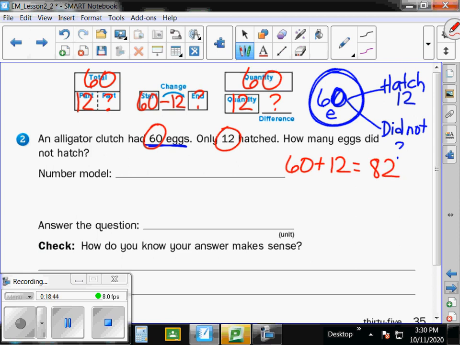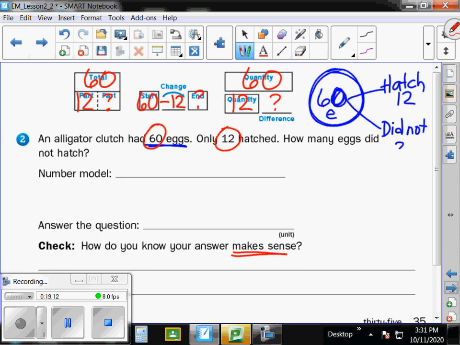Will that make sense? So I have 82 eggs that didn't hatch? Well, does that make sense? Coming down to here, does that make sense? Can you have more eggs not hatched than what you even started with? That wouldn't make sense at all to add those numbers. That leaves me with subtraction. Guys, that leaves me with subtraction. And really, my situation diagrams tell me that.